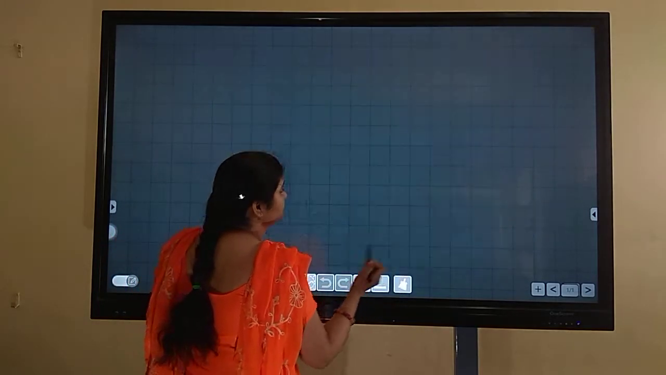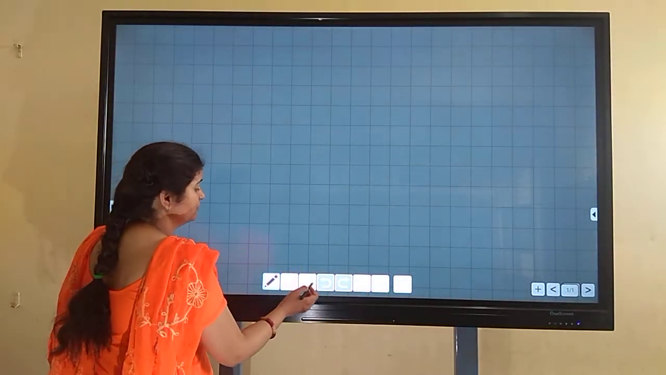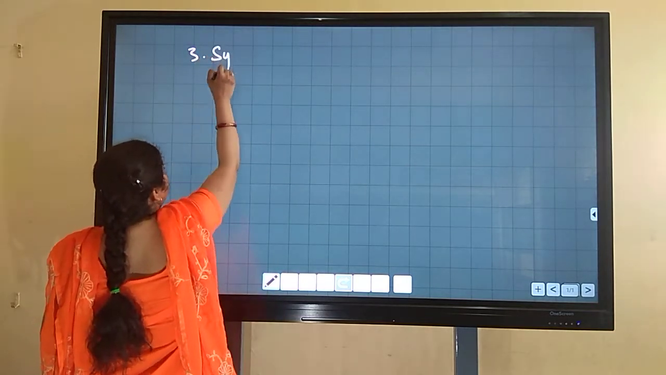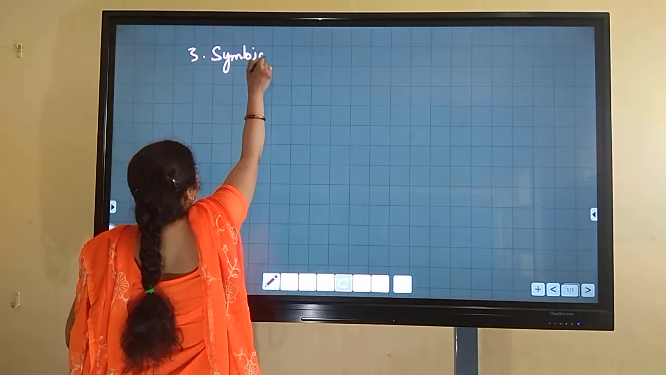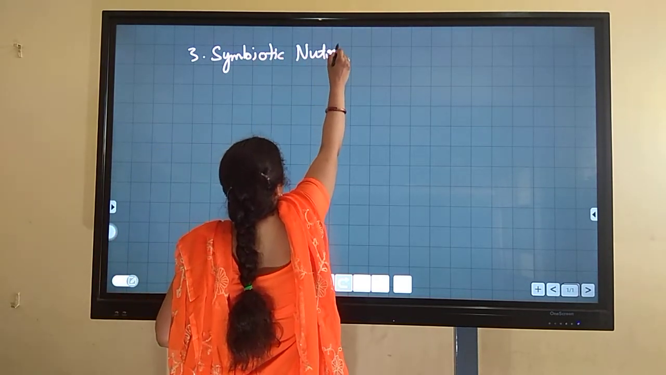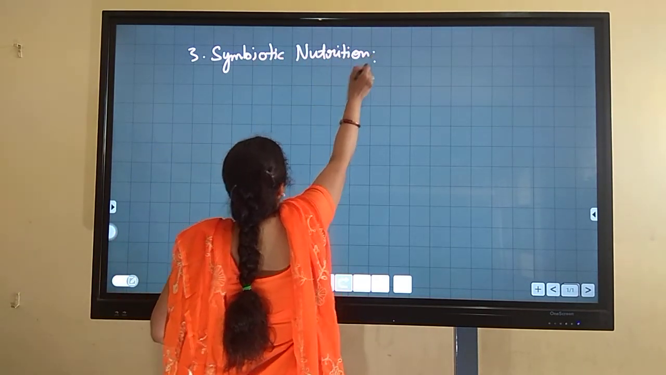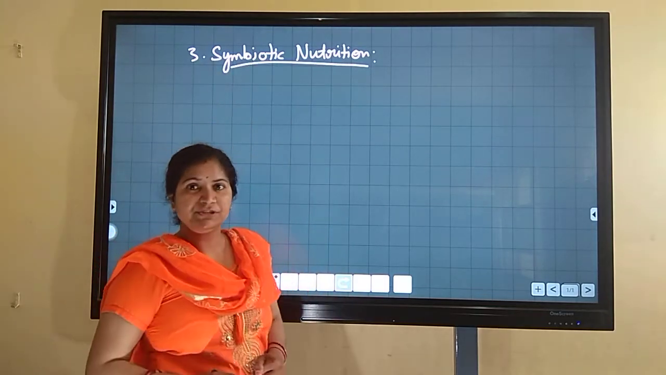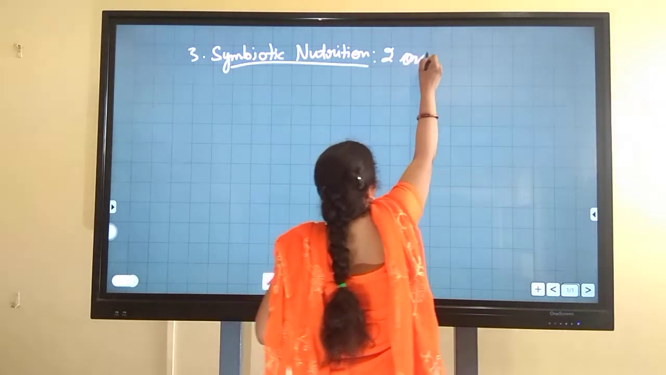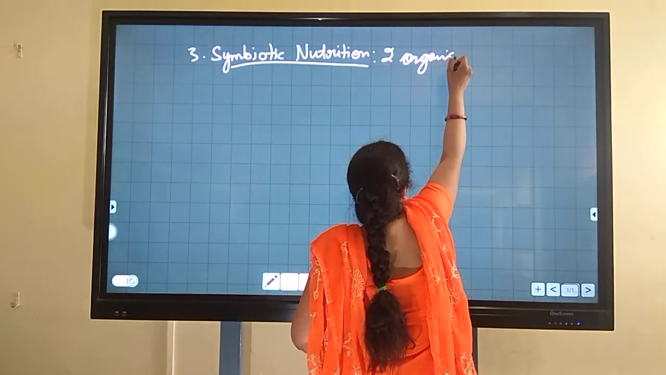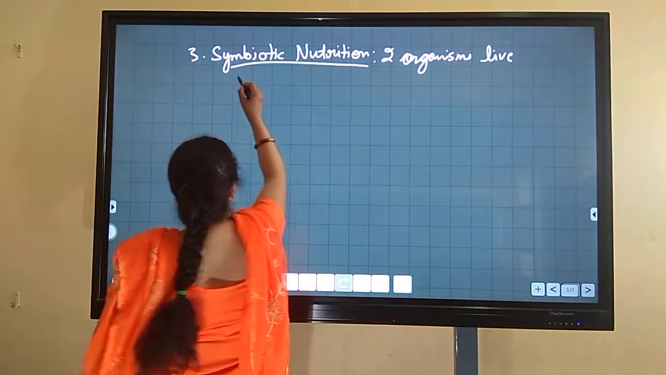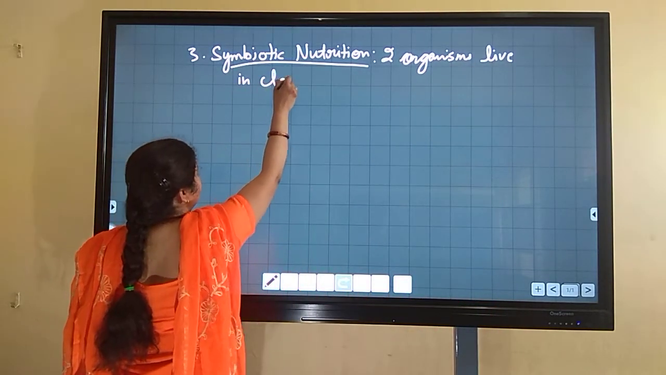Now, what is the other kind of nutrition? The third mode. This is symbiotic. In symbiotic nutrition, two organisms live in close association with each other.